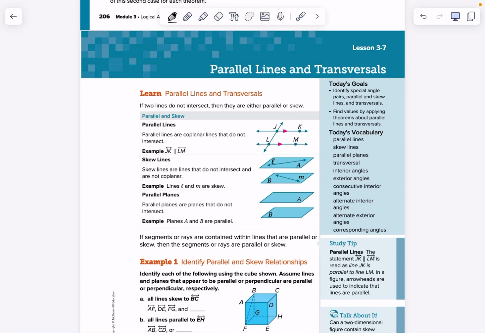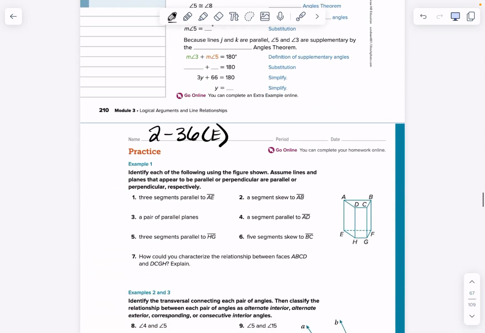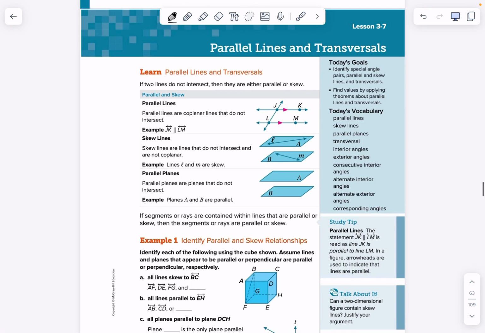Alrighty, folks, watching this video, we went through this a little bit in class already, so I'm going to go a little bit faster through 3-7, but here is the homework, 2 through 36 evens. There you go. Ready? Alright, starting at the top, I'm going to go through these kind of fast.